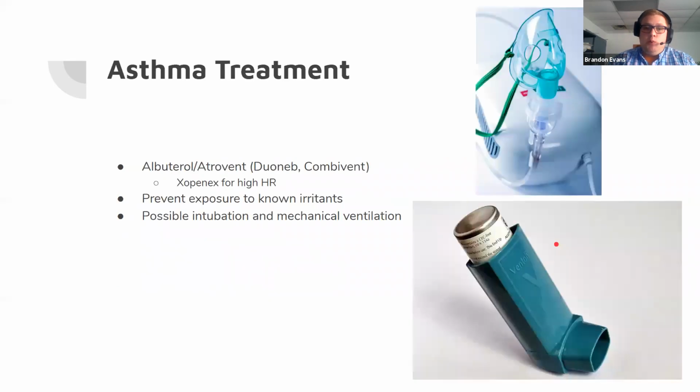So how do we treat asthma? Well, you can have medication therapies. You can use your nebulizer or your inhalers. Usually albuterol and Atrovent will be one that we'll see very commonly with a nebulizer. You may have an albuterol inhaler or a Combivent inhaler, which is albuterol and Atrovent mixed together in an inhaler form. Xopenex might be used for those who suffer from higher heart rates. So albuterol has a side effect of increasing your heart rate.